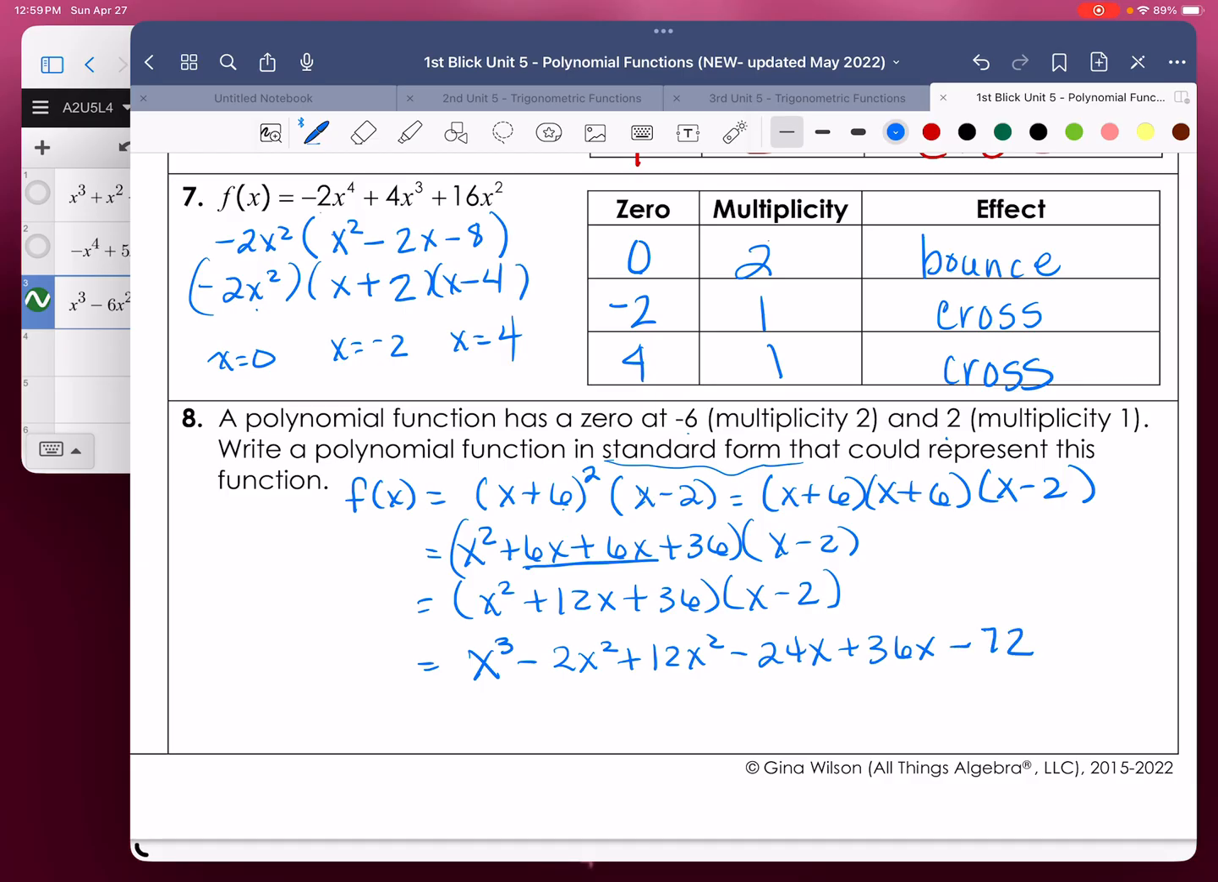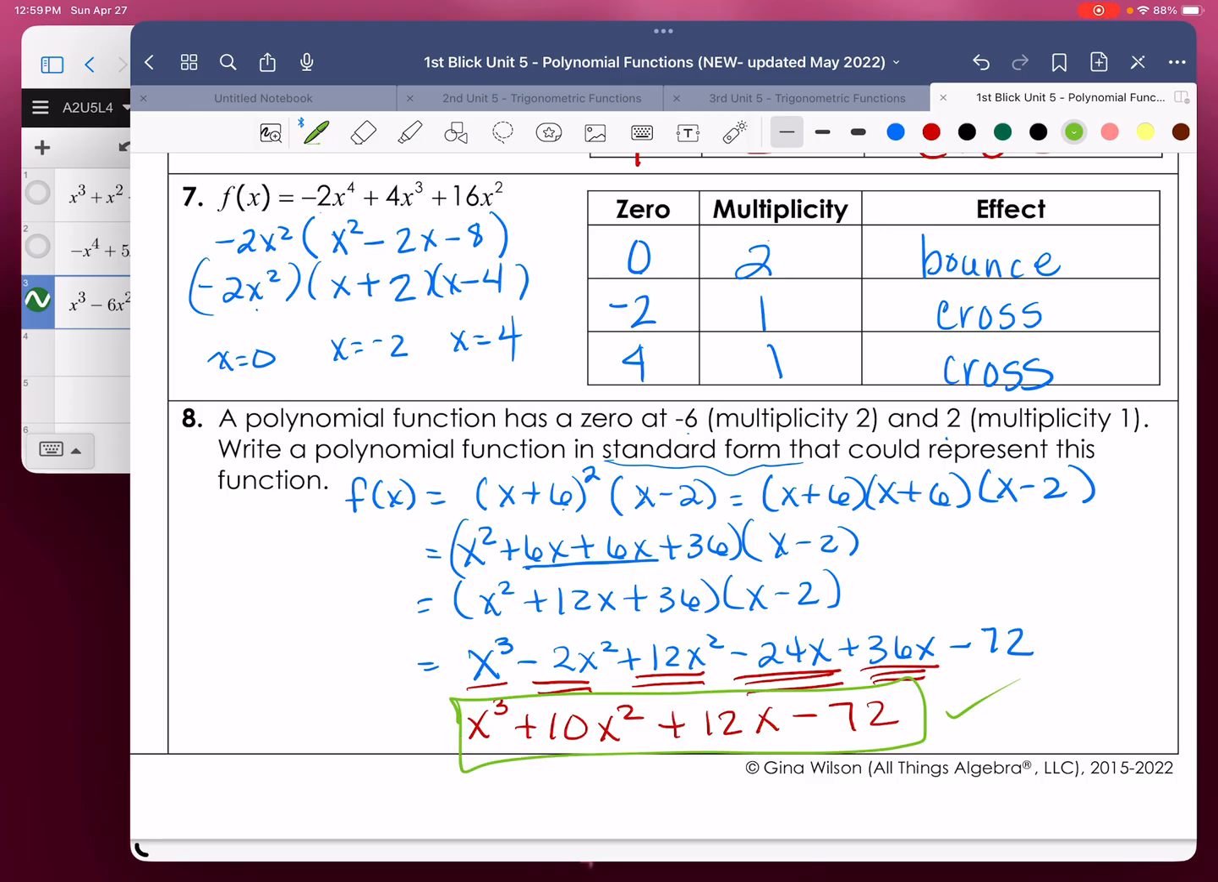Now let's combine matching terms. Nothing will match the x to the third. All right, I have negative 2x squared plus 12x squared, so that's going to give me positive 10x squared. And then negative 24x plus 36x is going to give me positive 12x and then minus 72. Okay, and that is actually going to be the answer in standard form.